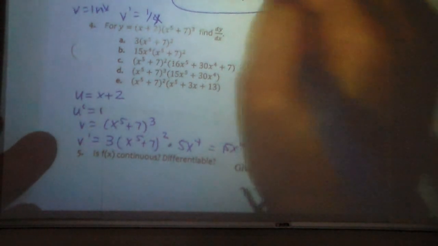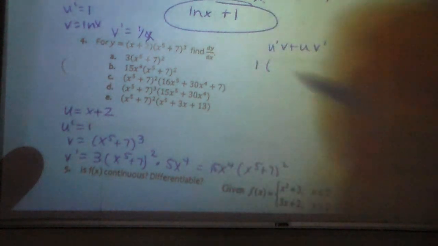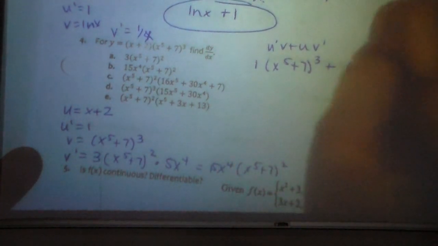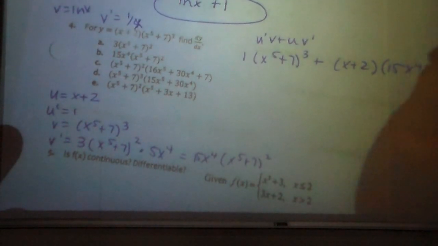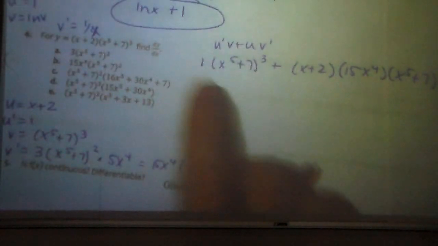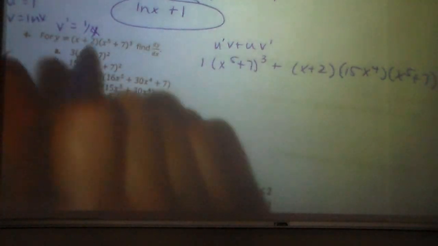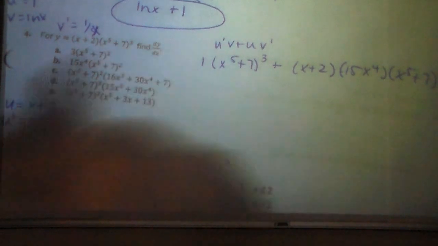Now I use my product rule, u prime v plus u v prime. u prime is 1, v is x to the 5th plus 7 cubed, plus u is x plus 2, v prime is 15x to the 4th times x to the 5th plus 7 squared. So here, I have actually found the derivative. Obviously, this does not look the same as my answer choices, so I need to have my answer in factored form.